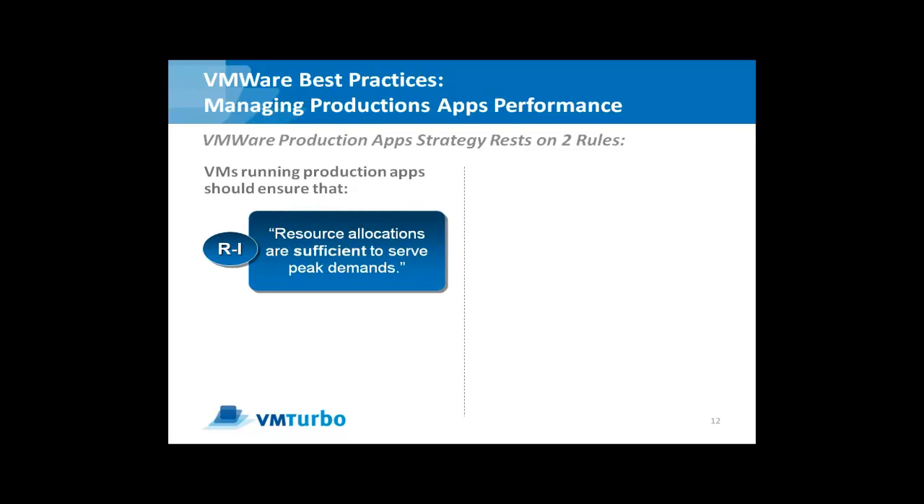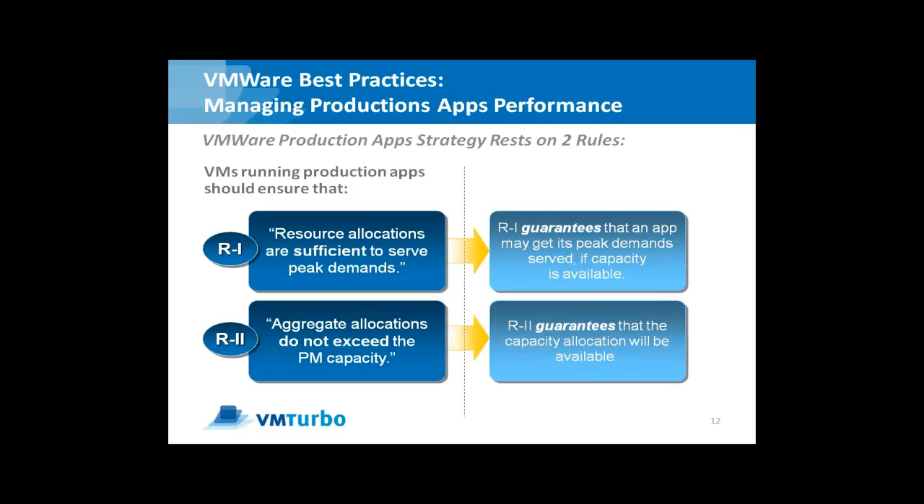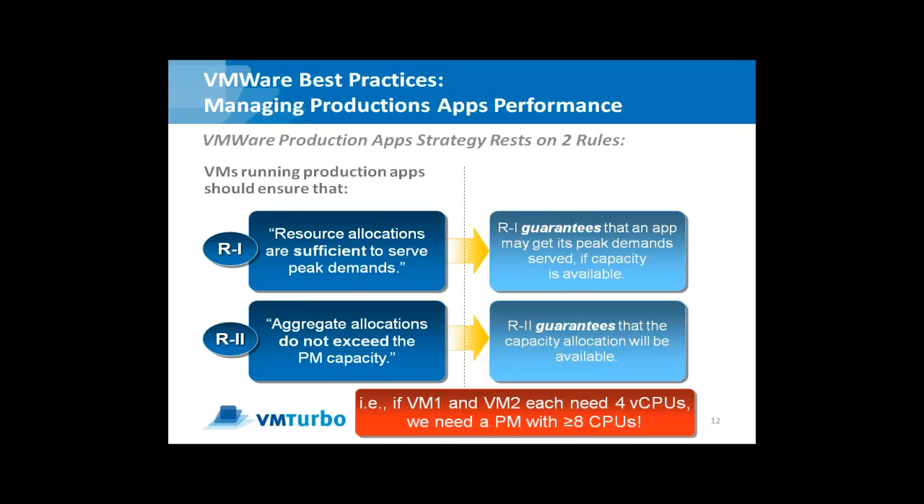The whole virtualization of mission-critical apps strategy rests on these two rules. Rule 1: resource allocations must be sufficient to serve peak demands. And the second rule is that the aggregate allocation, the total allocation, doesn't exceed the physical machine capacity. So Rule 1 guarantees that an app may get its peak demands if the capacity is available, and Rule 2 guarantees that the capacity will be available. But let's take a look at what that actually means.